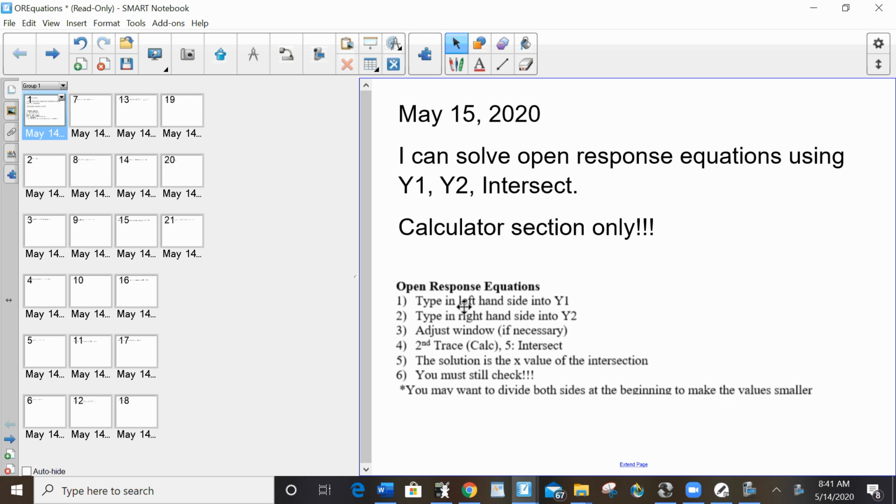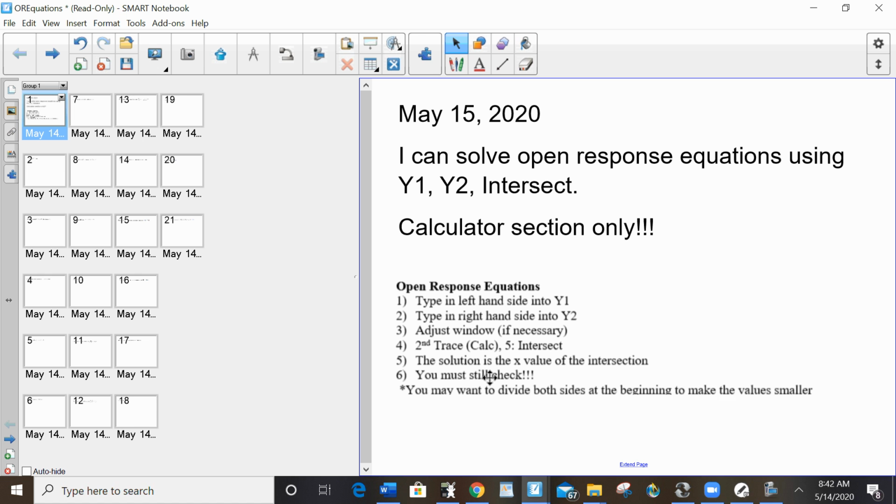You're going to type the left-hand side into y1, type the right-hand side into y2, adjust the window if necessary. Once you have your picture, second trace, which is calc intersect, find the intersection. The solution is the x value of the intersection. You must still check.